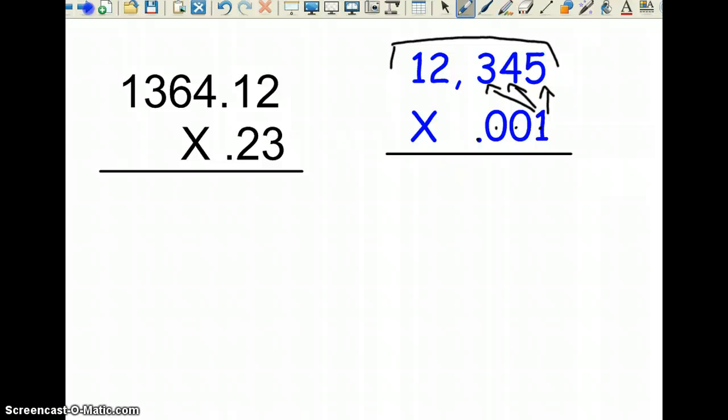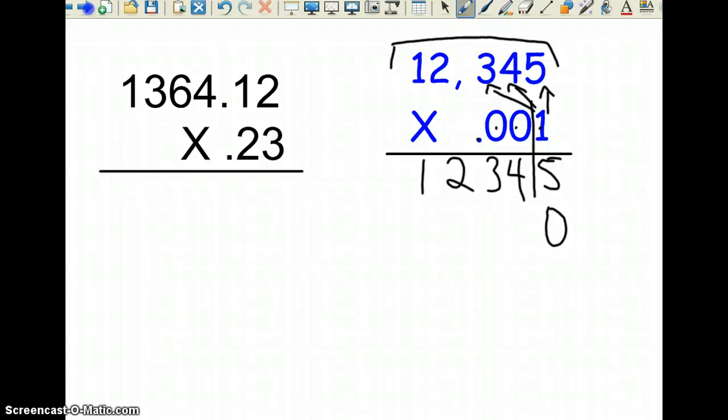So 1 times 5 equals 5. You put the answer down underneath. 1 times 4 equals 4. You put the 4 down there. 1 times 3 equals 3. You put the 3 down there. 1 times 2 equals 2. And 1 times 1 equals 1. Now, because we're moving a place value, you need to put a 0 underneath the 5. And I call those the magic 0.